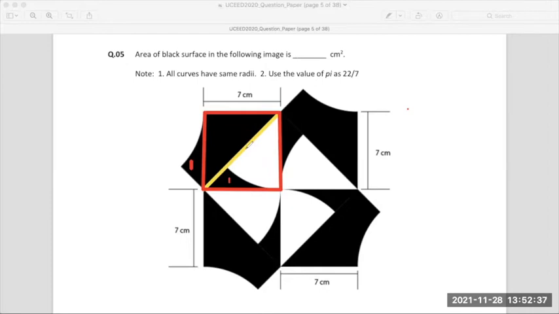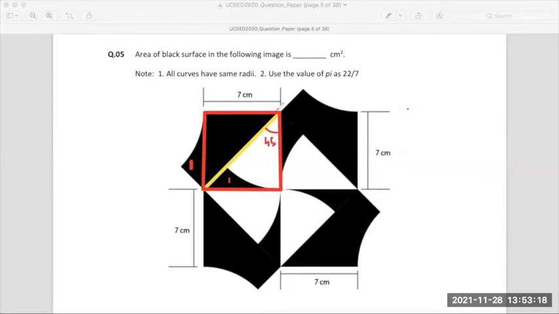Anybody knows how to find the area of a sector? Yes, ma'am. Pi r square upon 8. Pi r square theta नहीं होता है? Ma'am, it is theta by 360 into pi r square. Theta क्या है इसका? Angle, ma'am. 45. So you know this angle which is 45 degree.